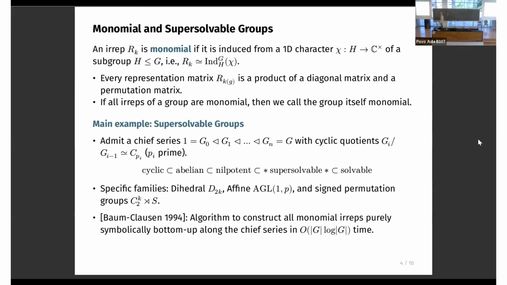And the very cool thing is that in '94, Baum and Clausen wrote down an algorithm which computes all the monomial irreducible representations in matrix form, in full form, in very good complexity, which is almost as good as it gets with respect to the non-zero entries that you have in the matrices in the end. This is just the order of the group times log of the order of the group.